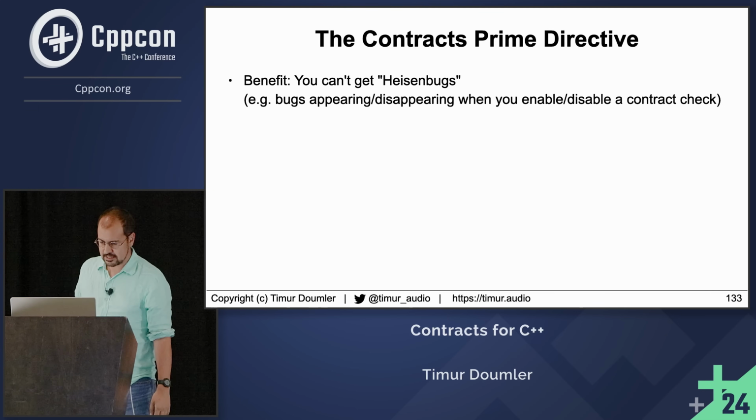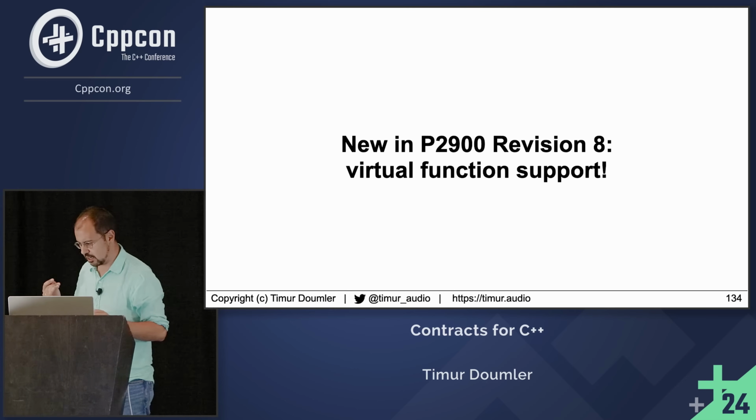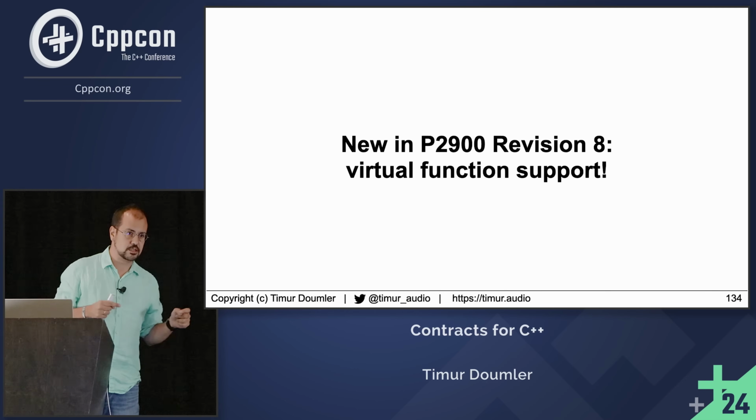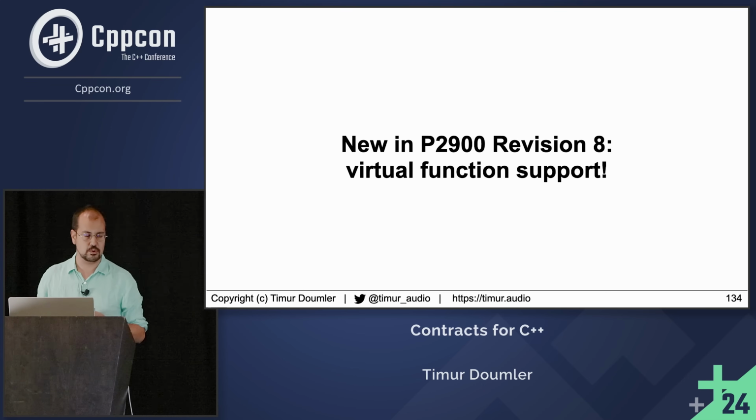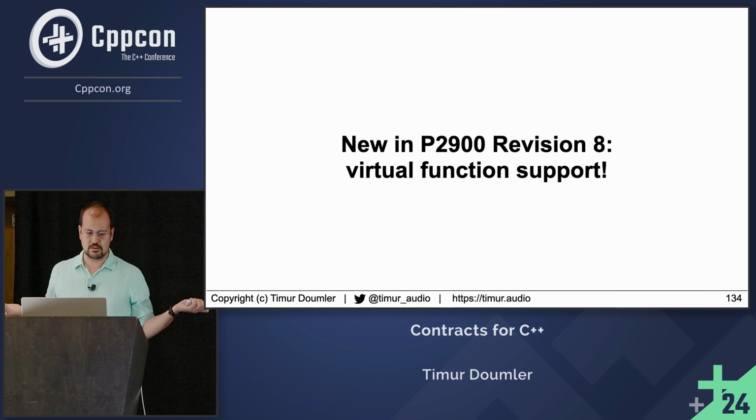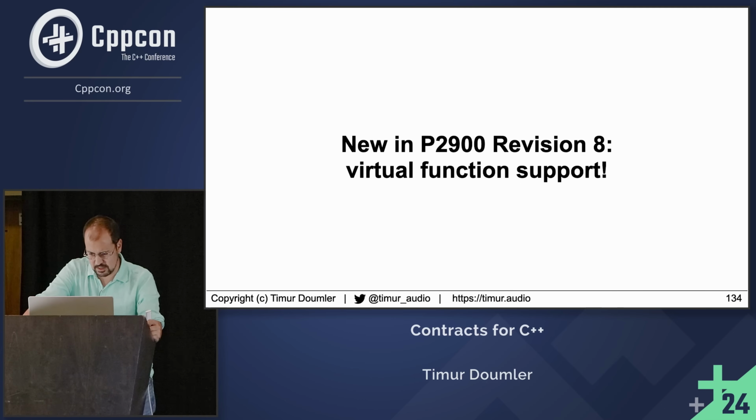Okay, one last thing. In the last revision of this proposal, which came out of the last committee meeting in St. Louis back in June this year, we added a new feature which people were asking for, which is virtual function support. It was missing until then, and people were saying, well, that's not good, you want to add pre and post conditions on virtual functions. So you have to figure out how to do that, and we did. So that's now in the paper.